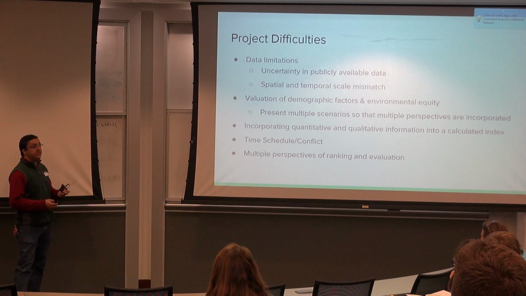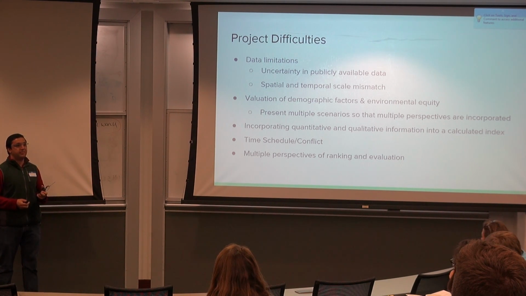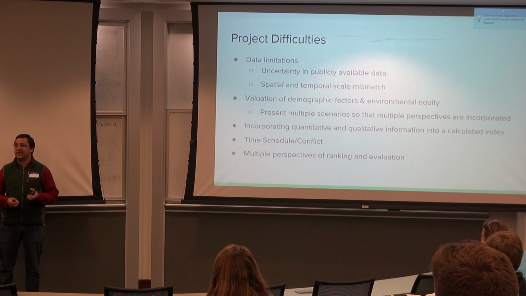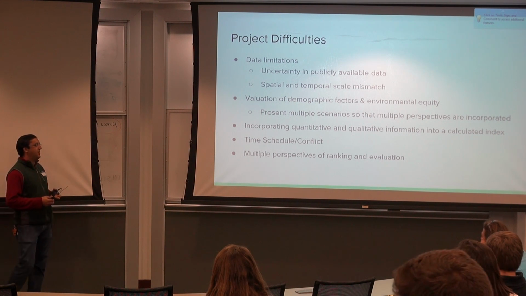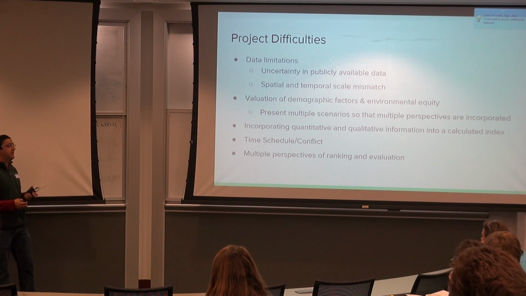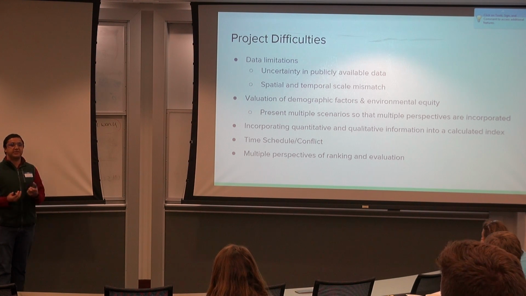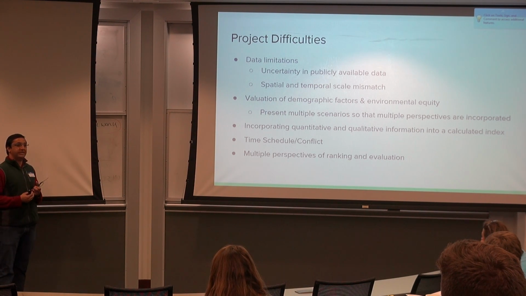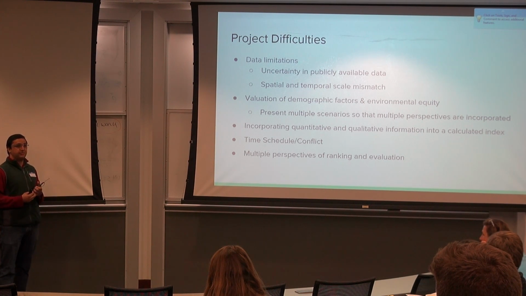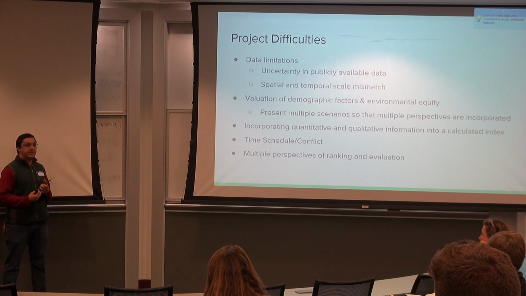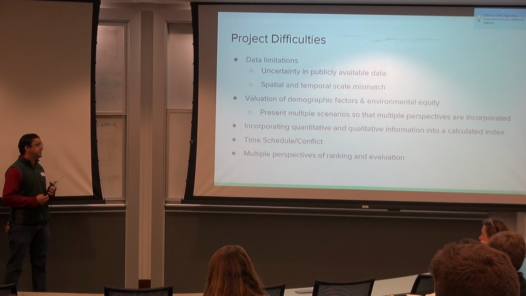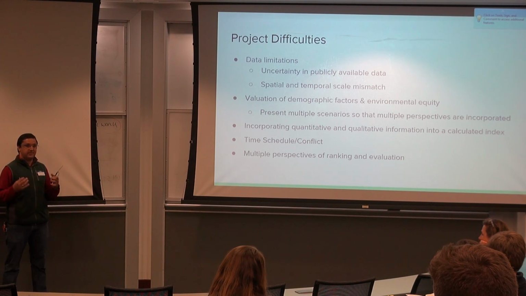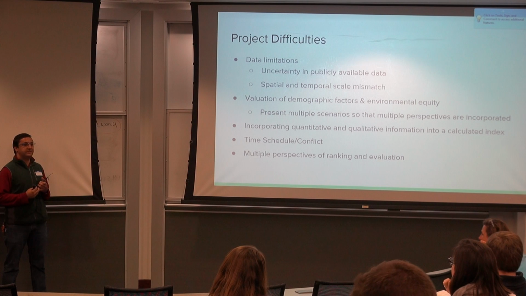And then the time schedule conflict, as we are from different departments, taking different classes, it's very hard to get a common time that works for us. Another hard part was that, as we are from different departments, we have our own inclinations. Like I'm more inclined towards forestry, and I will put forestry as more important for biodiversity. Someone else is from a different department, and they might put socioeconomic factors as more important in a ranking. So it was very hard to incorporate our multiple perspectives on ranking.